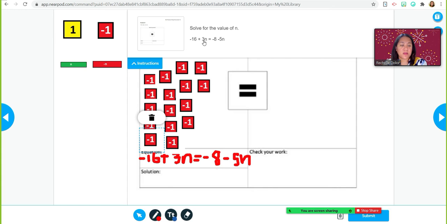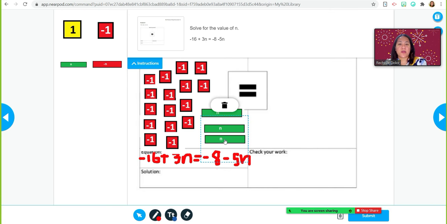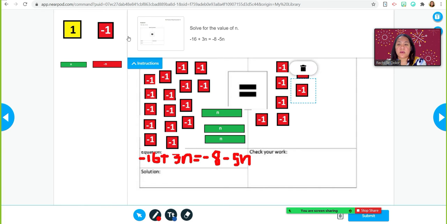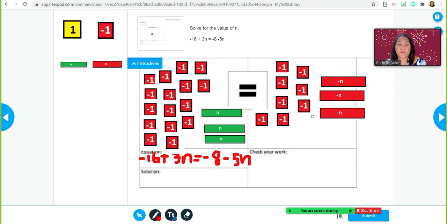Then we have 3n, which represents positive, so we show 1, 2, and 3. On the other side, it's negative 8, which again is the red square. So 8: 1, 2, 3, 4, 5, 6, 7, and 8. The negative 5n is the red rectangle. So I have 1, 2, 3, 4, and 5.